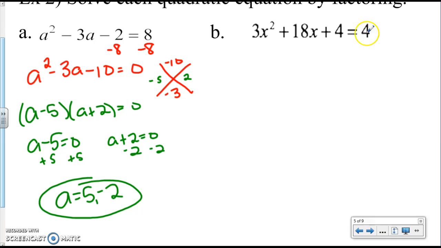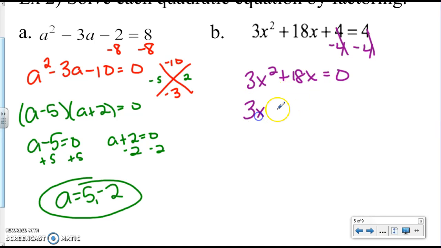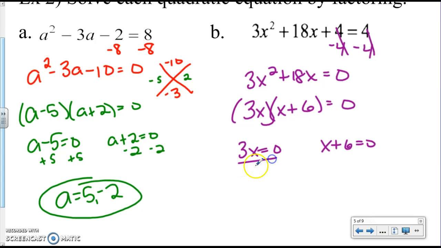Same thing for b. I need a 0 here, so I'm going to do -4 on both sides. So I end up with 3x squared plus 18x. Well, that cancels and that cancels, so it equals 0 there. Since there's only 2 terms there, I need to check for a GCF first, like 3x, and then see if I can factor using difference of squares if there's an x squared left over. In this case, there's not. So I'm going to go ahead and set both parts equal to 0 and solve. So divide by 3 for the first one to get 0. Subtract 6 for the second one to get -6.